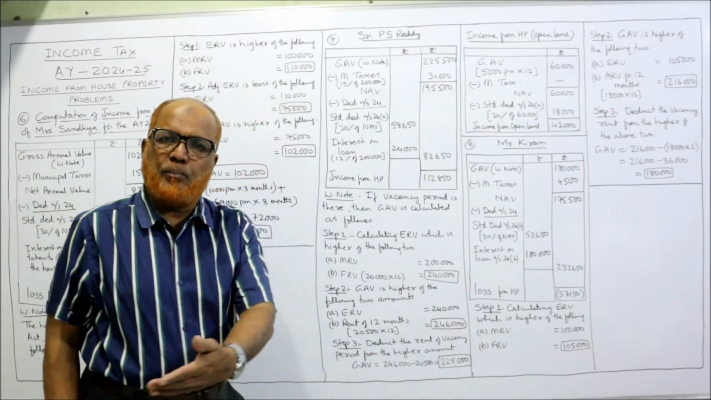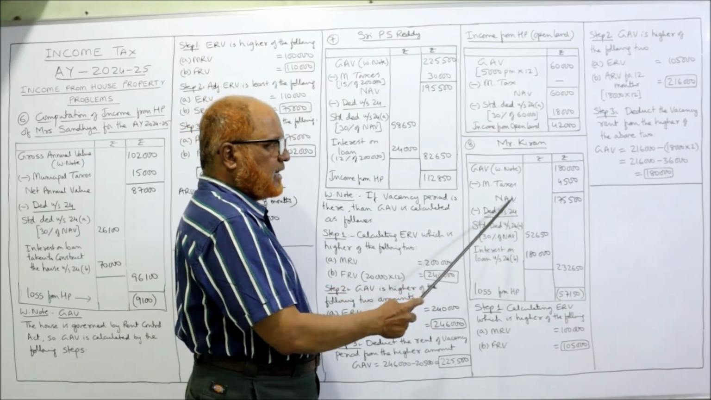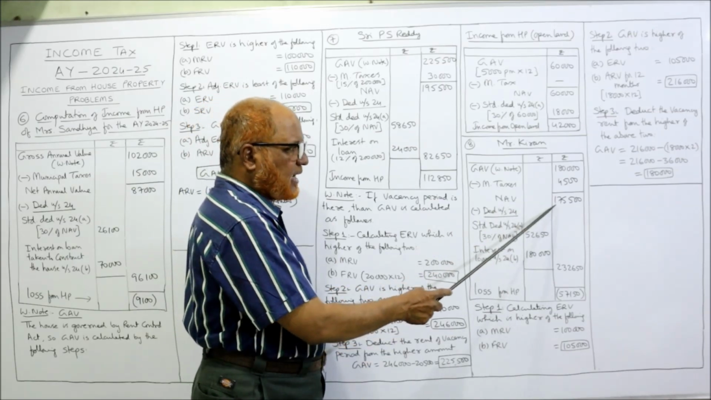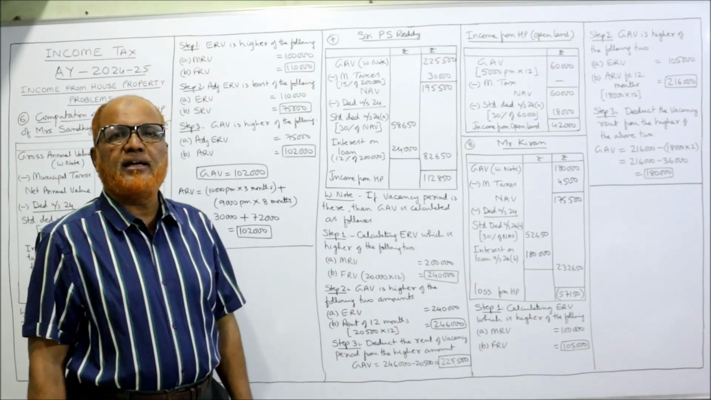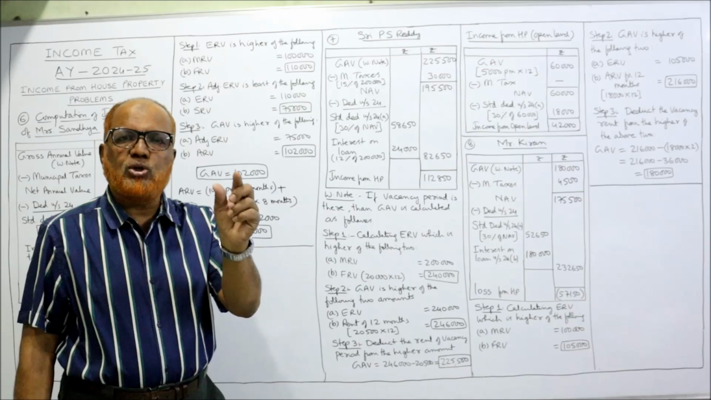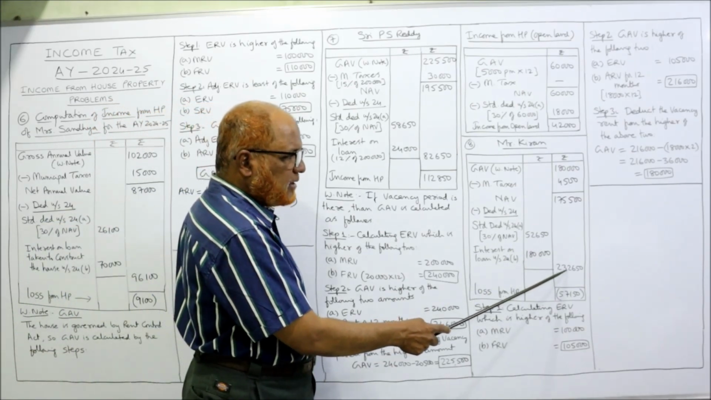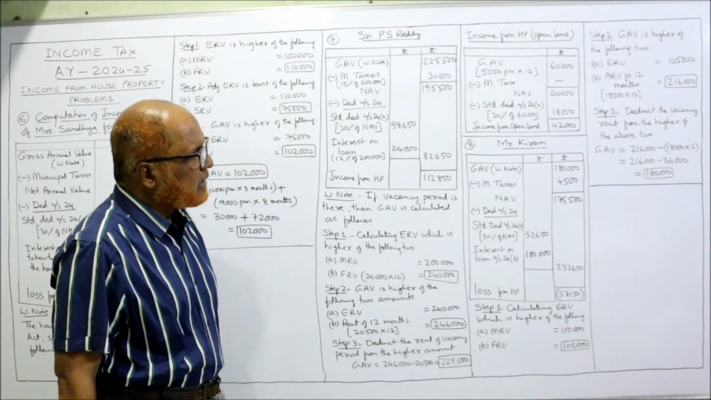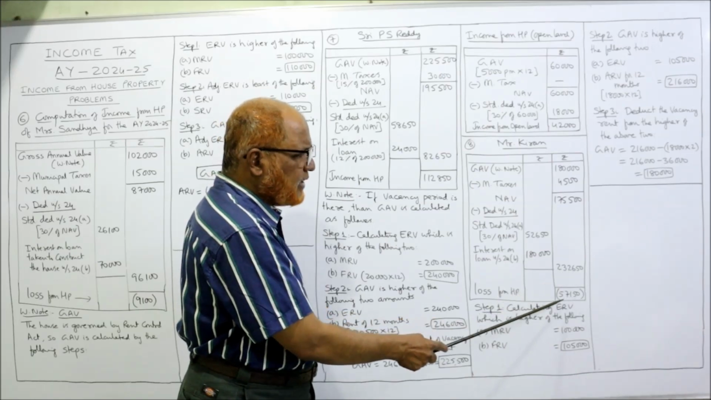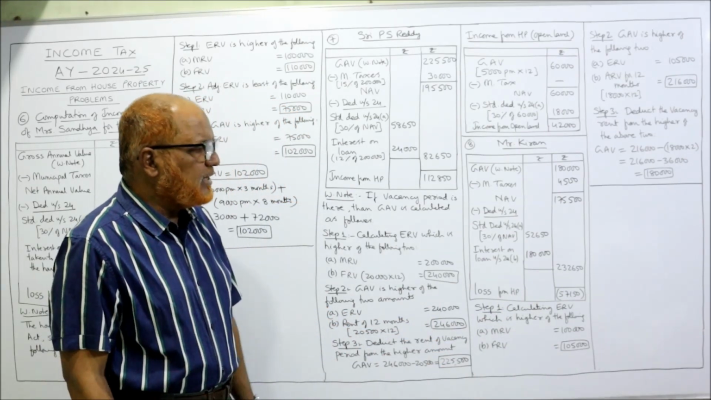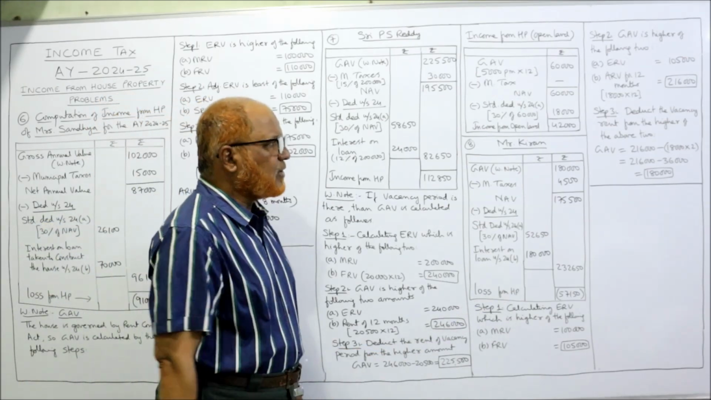Municipal taxes are given in the problem, 4,500 allowed as reduction, 1,75,500 NAV. 30% of NAV is standard deduction, 52,650. Interest on loan taken, 1,80,000. 18 lakh into 10% given in the problem. 1,80,000. So total 2,32,650. Now subtract 1,75,500 minus 2,32,650. You will get negative figure, 57,150 negative. So it is a loss from house property.